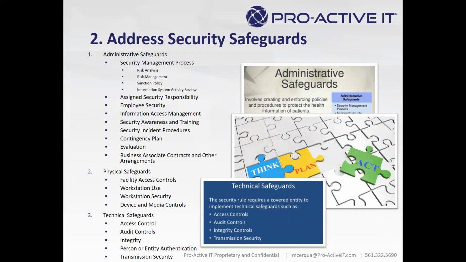Now, addressing security safeguards, this is the second step in your 6-step process to becoming compliant with the HIPAA security rule. You can see that these standards are broken down into administrative, physical, and technical. Each one of these safeguards will be discussed in more detail in part 2, part 3, and part 4 of our webinar series, so stay tuned.